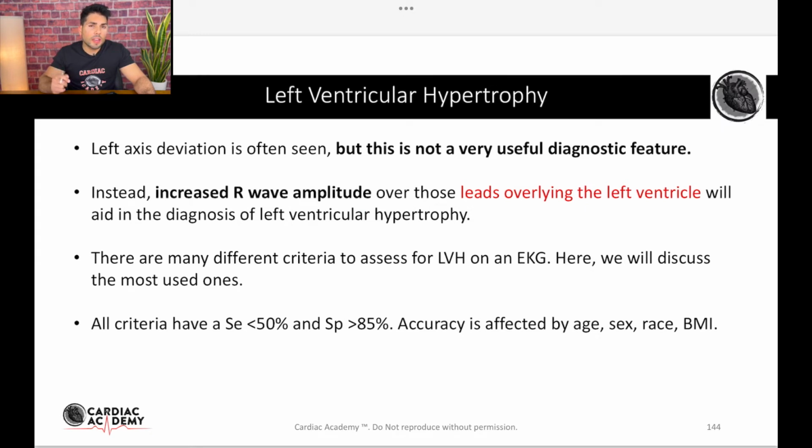All right, so left axis deviation, okay? When you have left axis deviation, it can be associated with left ventricular hypertrophy, but left axis deviation alone is not enough to diagnose left ventricular hypertrophy. For that, we use some criteria. In this video, I'm going to teach you the most commonly used ones and the ones that I personally use, okay? So let's get started.